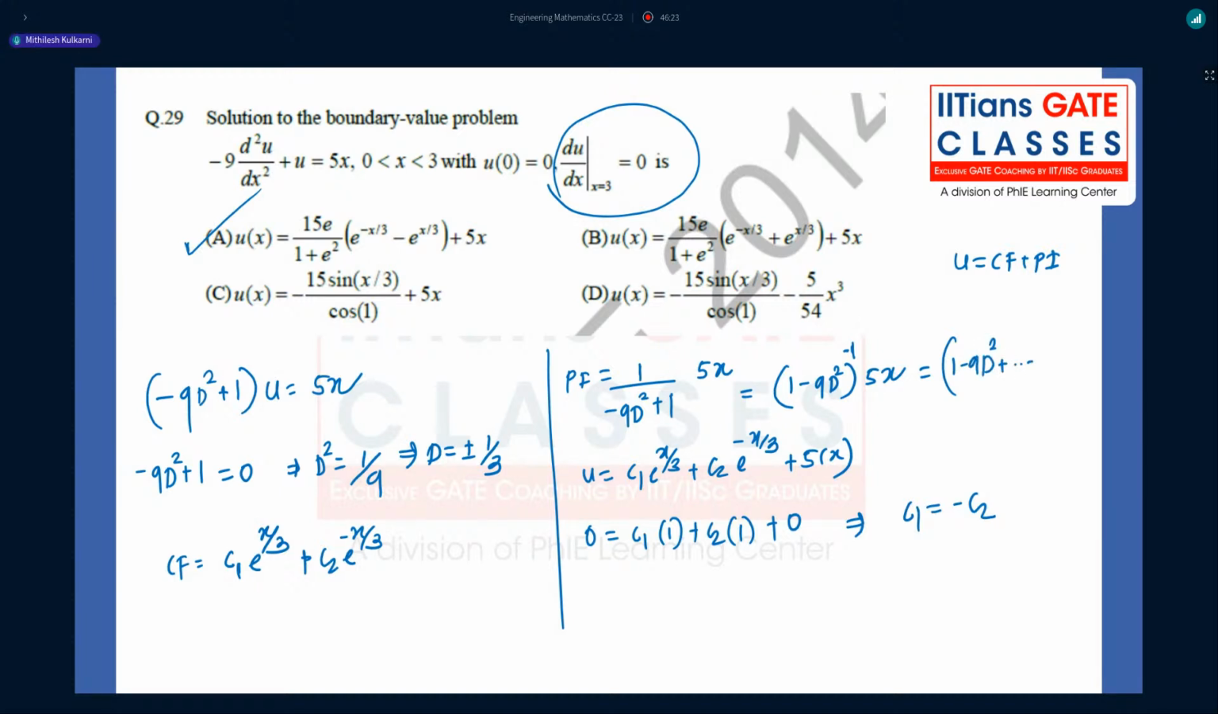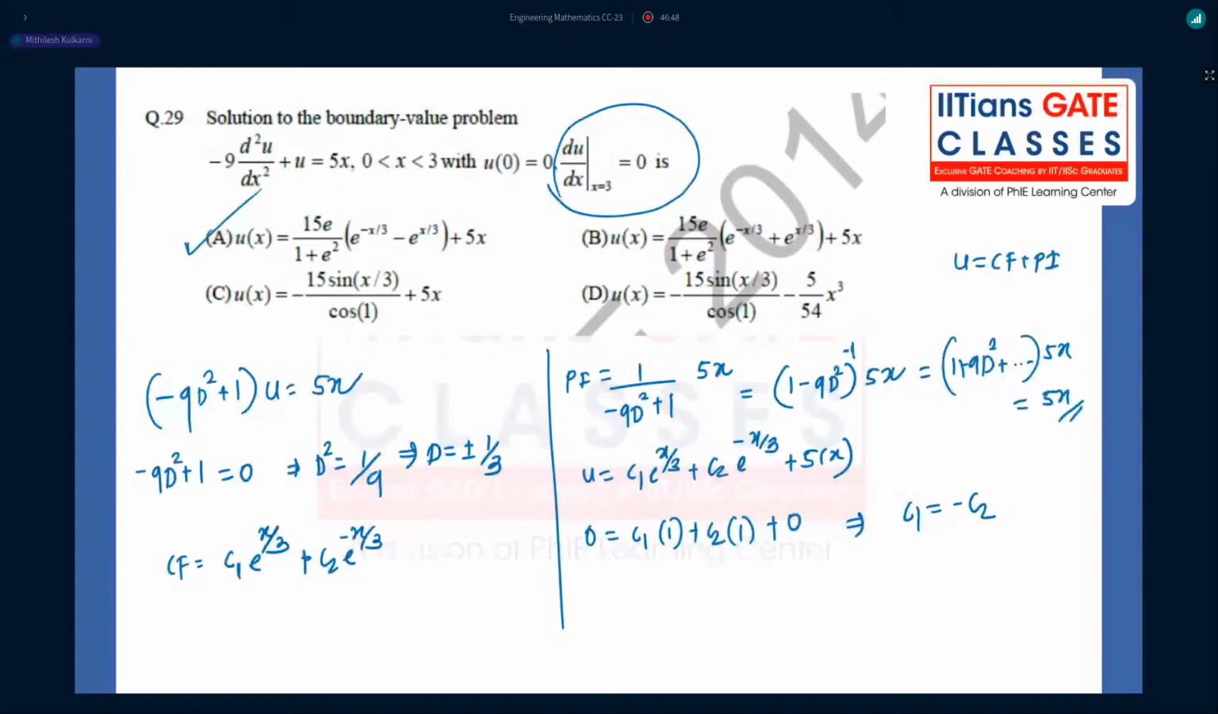That is 1 plus 9D square plus so on, and that you have to operate on phi x. You don't have to consider all the terms because the second differentiation of phi x itself is 0, so you don't have to worry about the upcoming terms. So that is the reason I have directly written it like this.